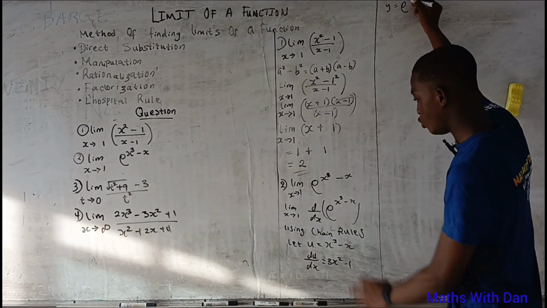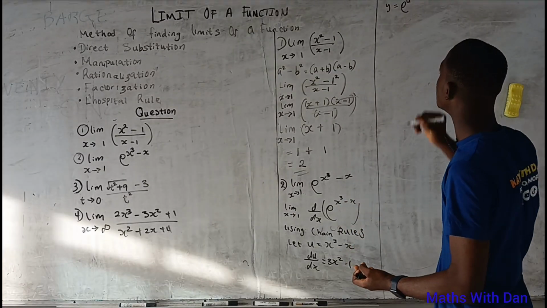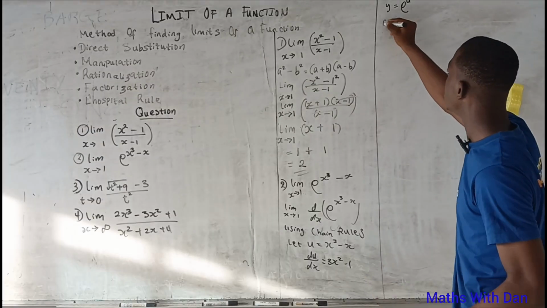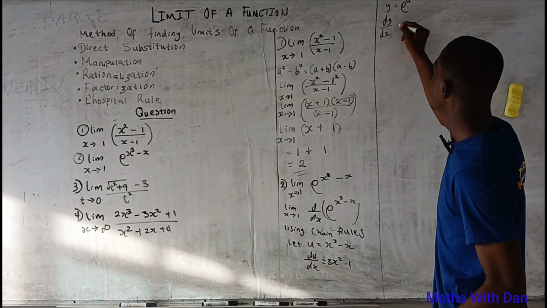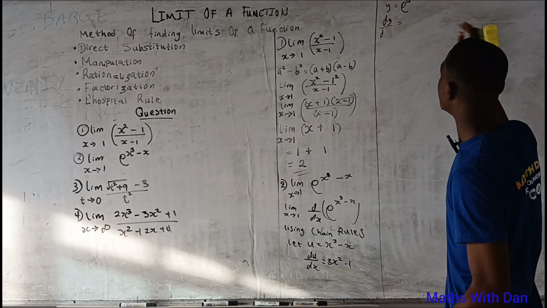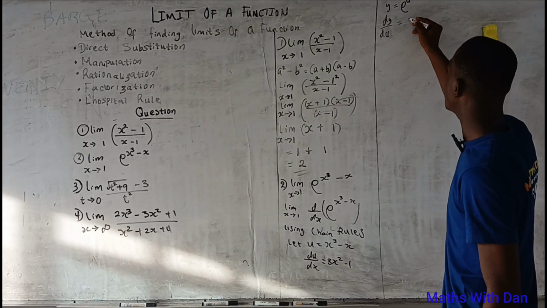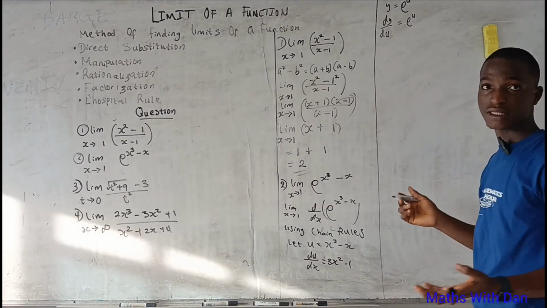E raised to the power of, we have said that this is equal to u. So we say y is equal to e raised to the power of u. So you differentiate this, dy over dx will be equal to the derivative of dy over du, because you are differentiating with respect to u. Dy over du will be equal to e raised to the power of u. Say the same thing.